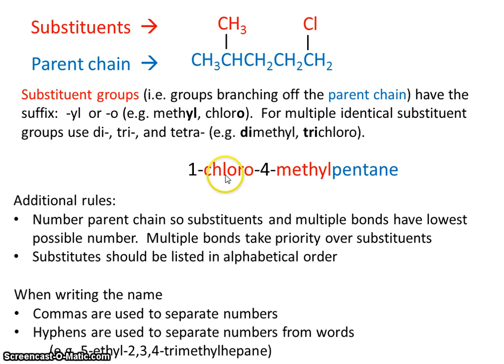So we have 1 chloro. 1 tells us which carbon chloro is bonded to. 4 methyl, this 4 tells us that the methyl group, that's here, is bonded to the 4th carbon. And pentane, remember, is the name of this parent chain. So 1 chloro, 4 methyl pentane.